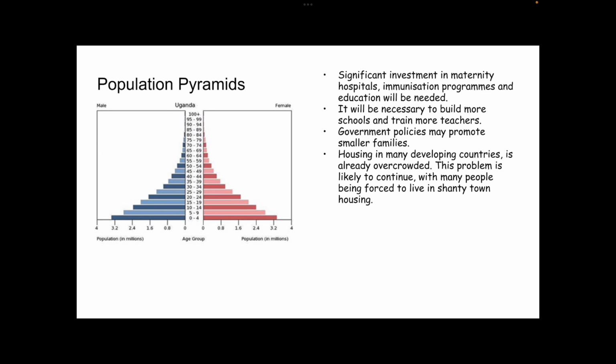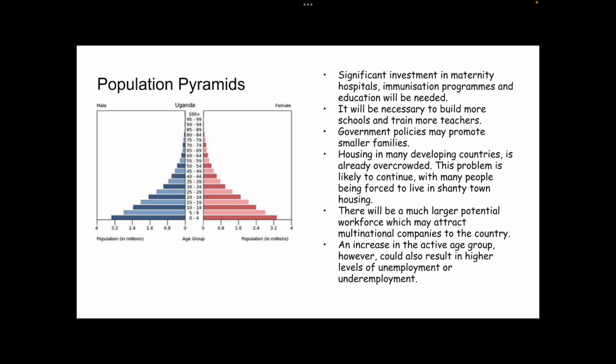Housing's an issue. In many developing countries, it's already overcrowded, and that's just going to get worse. More people will be forced to live in shanty towns, so obviously there are the challenges that come with living there. A bonus though, because although we talk about consequences, there can be good things. There's a much larger potential workforce as these babies and children grow older, so that may attract multinational companies to the country.